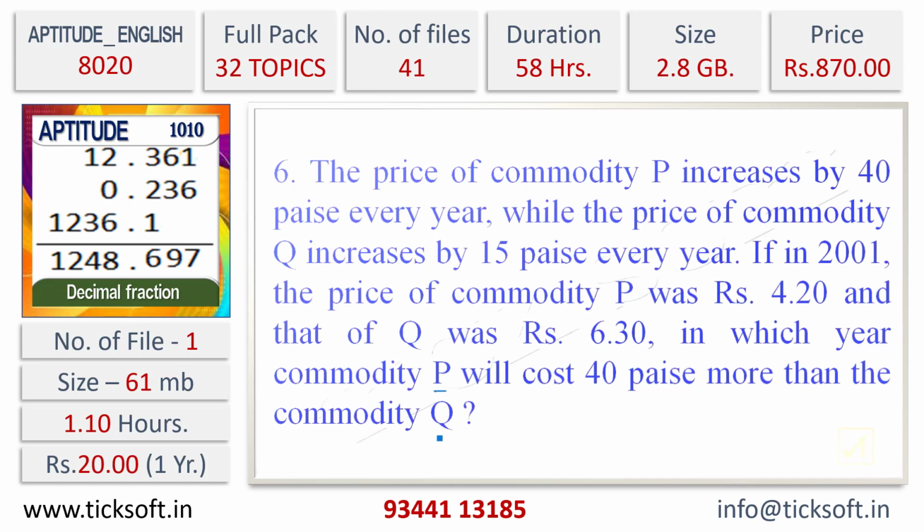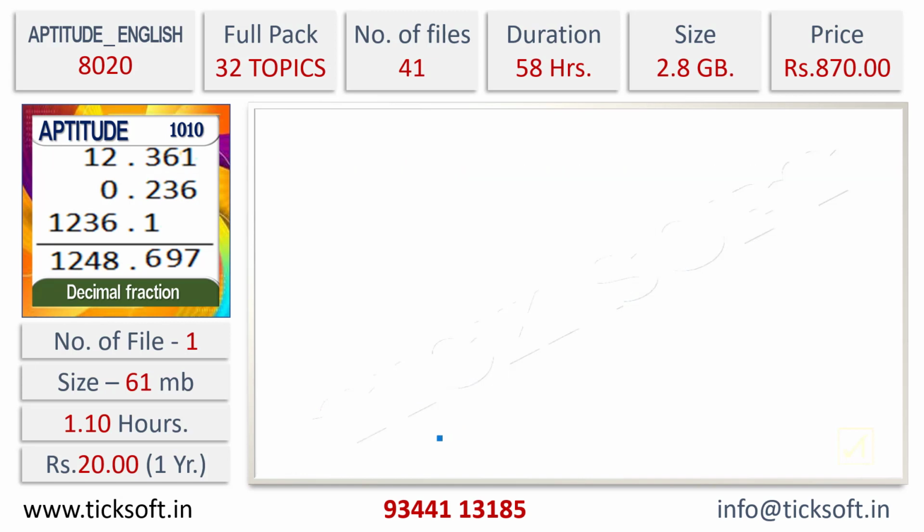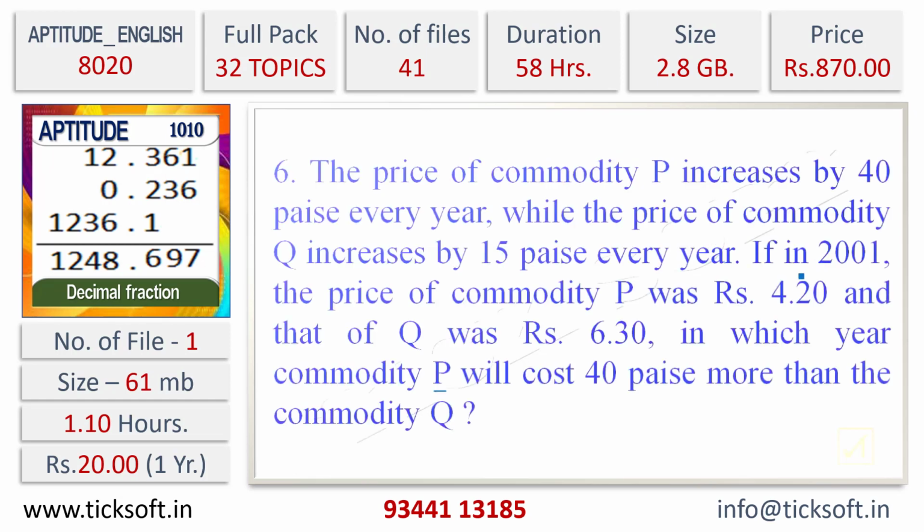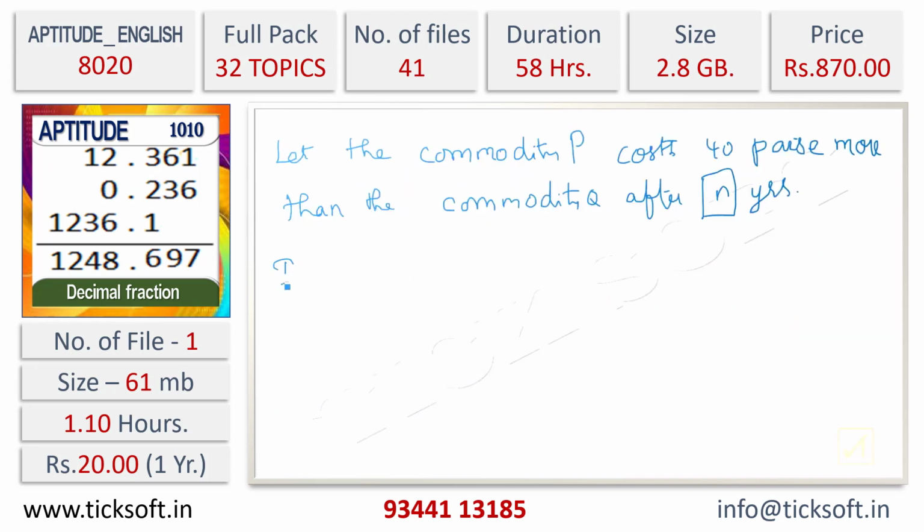So here, listen, we have to find in which year commodity P will cost 40 paise more than the commodity Q. So let us take the required number of years to be n. That is, let the commodity P cost 40 paise more than the commodity Q after n years. So our aim is to find out the value of n. It is given that in 2001 the price of commodity P was rupees 4.20.